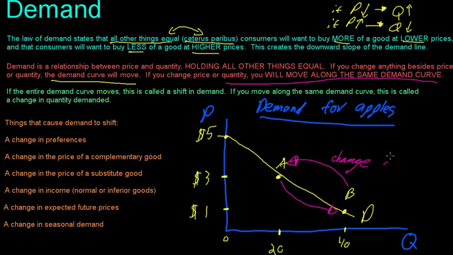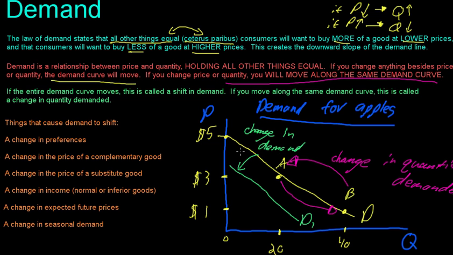this is a change in quantity demanded. And then let's say that the entire curve moves, so let's say from this yellow line to this green line, and that would be D1. So from D to D1, that would be a change in demand. Or we also say a shift in demand.